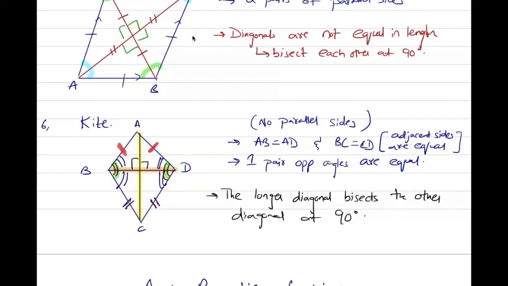So these two lengths are equal, which means these two angles are also equal. Is that correct? Because an isosceles triangle is being formed. ABD is an isosceles triangle. So angle ABD and angle ADB are both the same value. Correct? Similarly, BCD is also an isosceles triangle. So angles CBD and CDB are equal, which makes angle ABC equal to angle ADC. So one pair of opposite angles are equal. Only these two angles are equal. This angle and these angles are different.